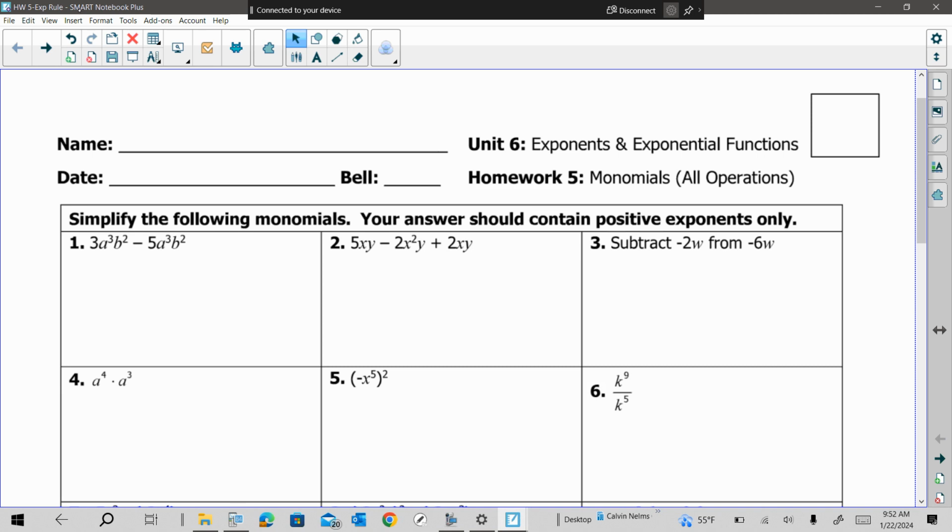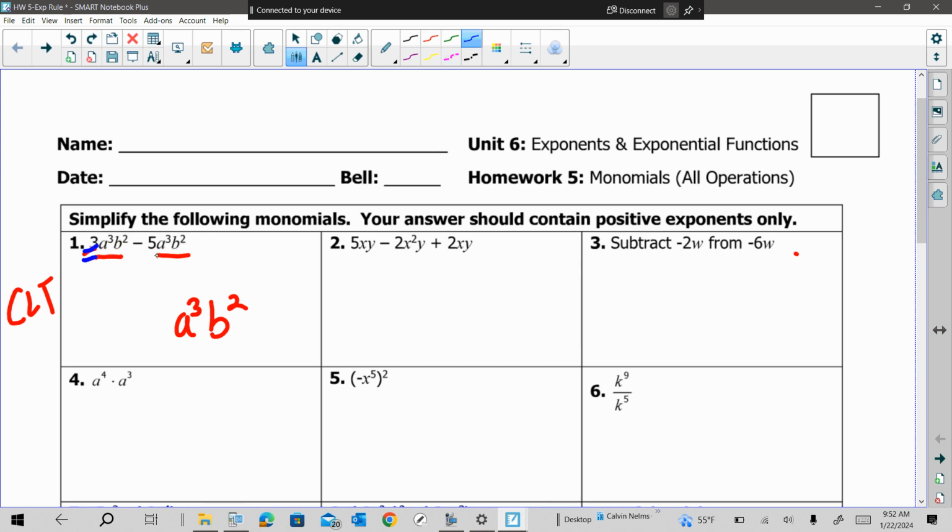So on the first three, all of these are just combined like terms. So I'm just going to put CLT for 1, 2, and 3 for this first row. For it to be a like term, it has to have the same letter and same exponent. So if I look, this has a to the third and b squared. So that's the same and that's the same. So when you're combining like terms, you keep the variable and the exponent the same, and you just focus on the coefficient.